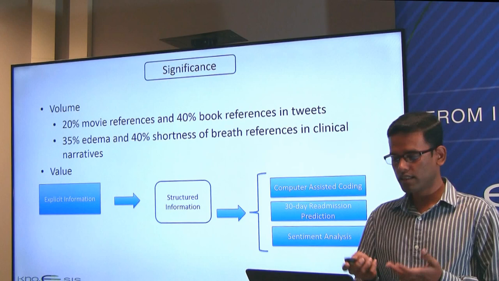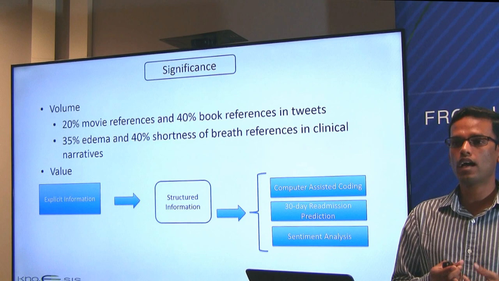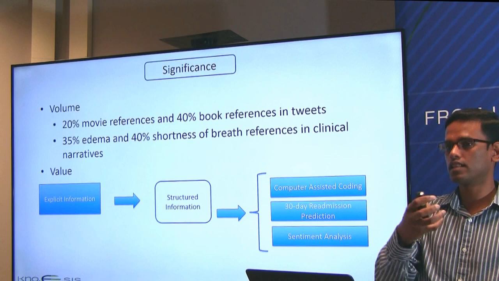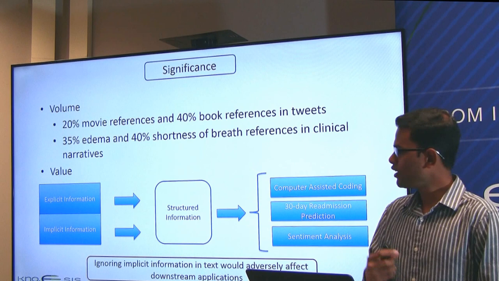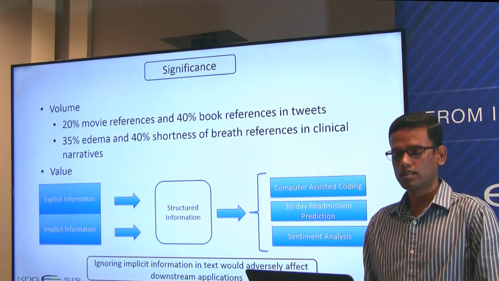But these applications are handicapped if you do not extract all the information that is there in the unstructured data. For example, if you say "the space movie Sandra Bullock is terrifying," you can identify that there's a positive mention in the entity, but you don't know what the target is unless you know that there's a mention of Gravity. So having implicit information extracted helps this application. More importantly, if you ignore this implicit information, that would actually adversely affect the downstream application that we develop on top of unstructured data.